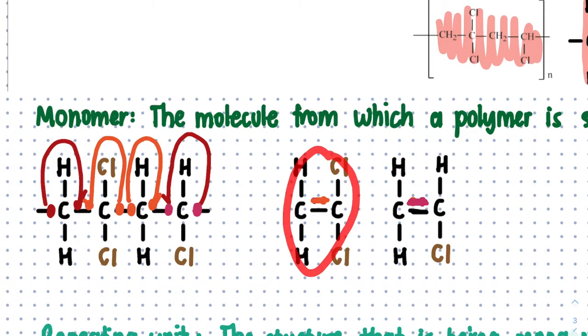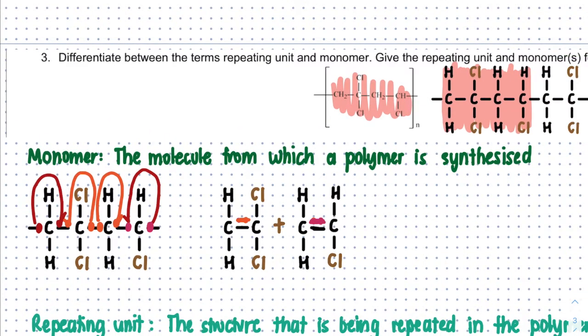So our monomer is 2 double bonds. But don't forget to put a plus here. So it means that these are our 2 monomers. This one is a bit confusing. If you are unsure, you can watch it again. You can repeat it again.